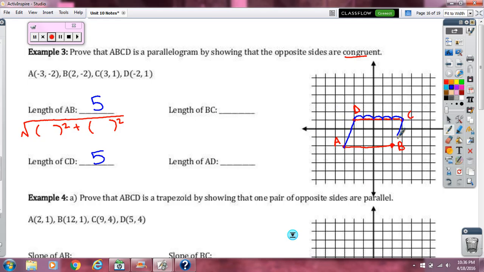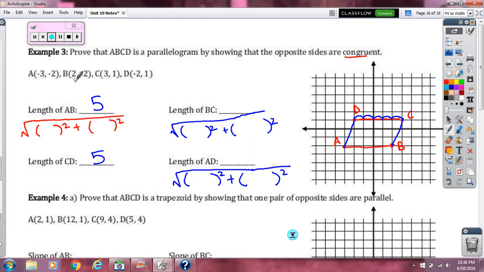but I probably will have to do distance formula to find AD and CB. So here's where you maybe want to team up with a partner. One of you could do BC and one of you could do AD, and just make sure that you get the same answer. I'll walk us through one of them. I'll walk us through BC.